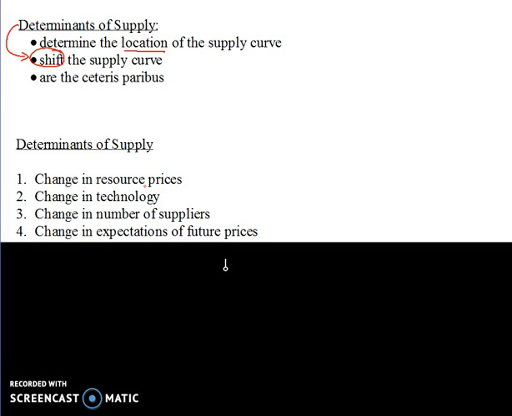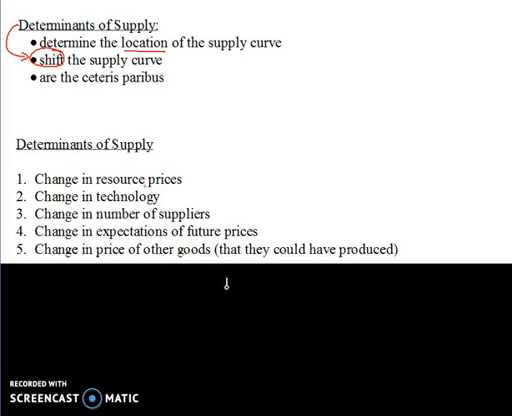Change in expectations of future prices. What do suppliers think prices are going to do in the future? And finally, a change in the price of other goods that they could have produced. So maybe I'm producing pickup trucks, and I could have produced minivans, and so that would be another good that I could consider producing that will affect the supply of the good I'm currently producing.